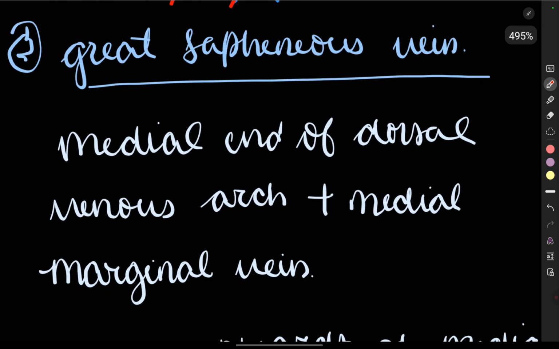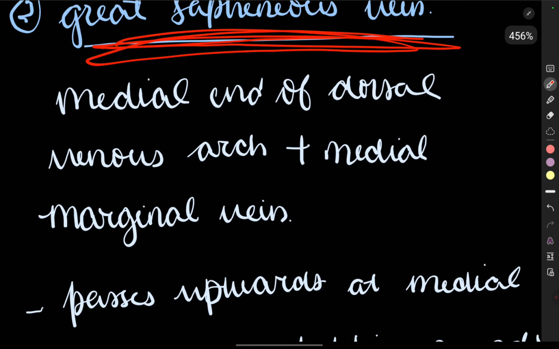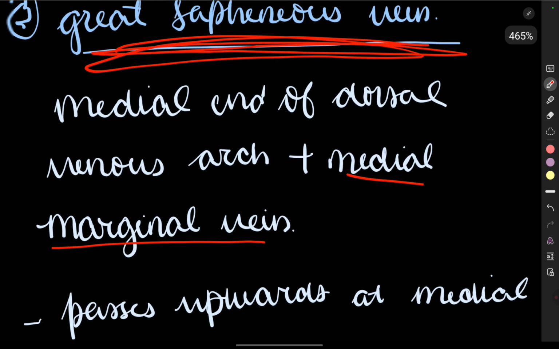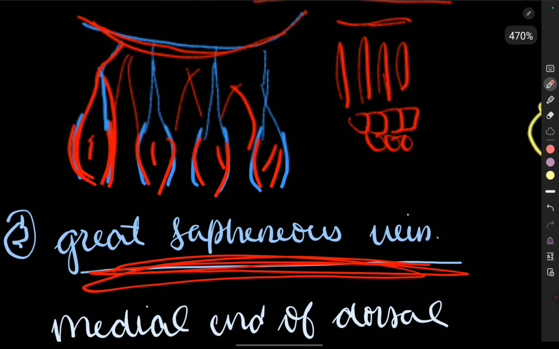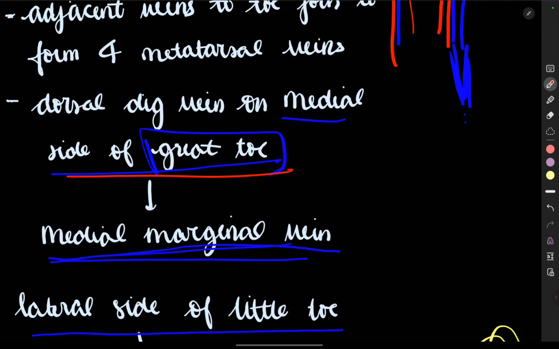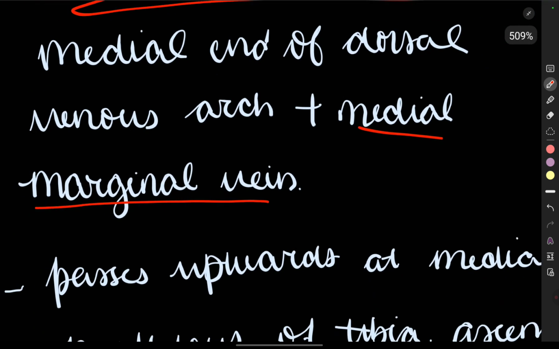Now the great saphenous vein, this is very important. It is formed by the medial end of the dorsal venous arc plus the medial marginal vein. I already told you about the medial marginal vein. It is formed by the medial part of the great toe. On the great toe we have seen here, the dorsal digital vein on the medial side of the great toe forms the medial marginal vein. So, the medial end of the dorsal venous arc.